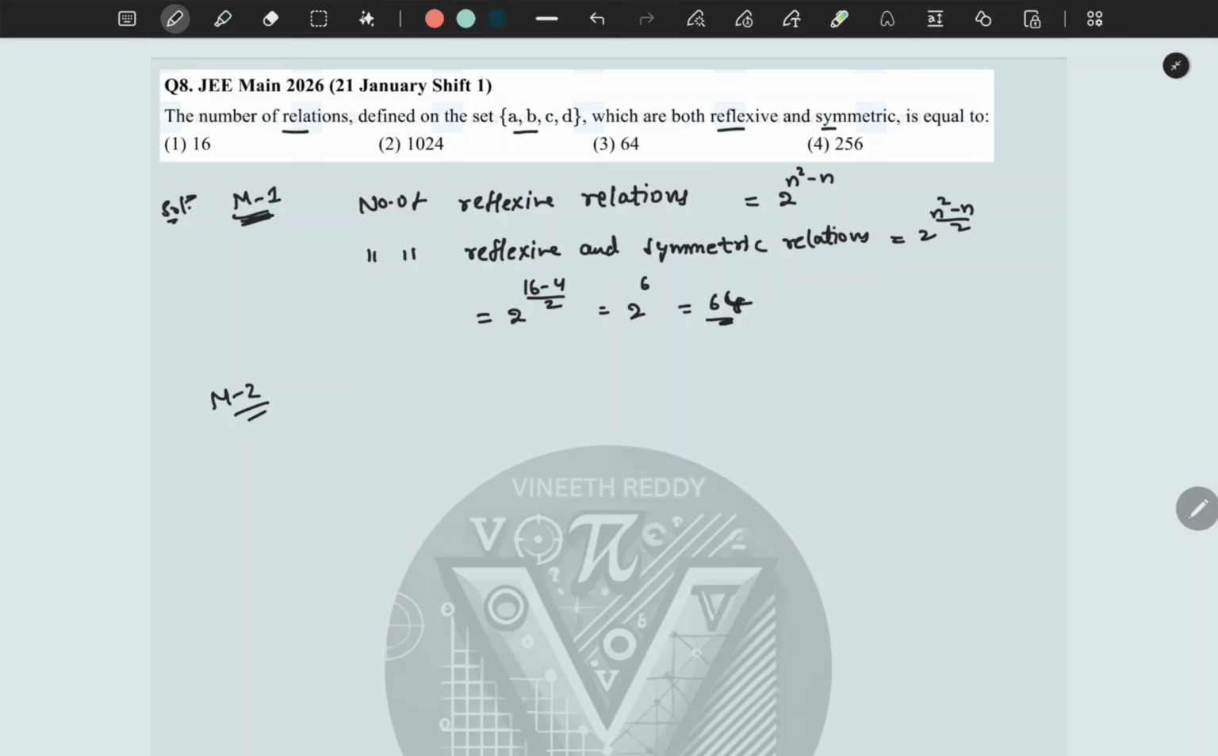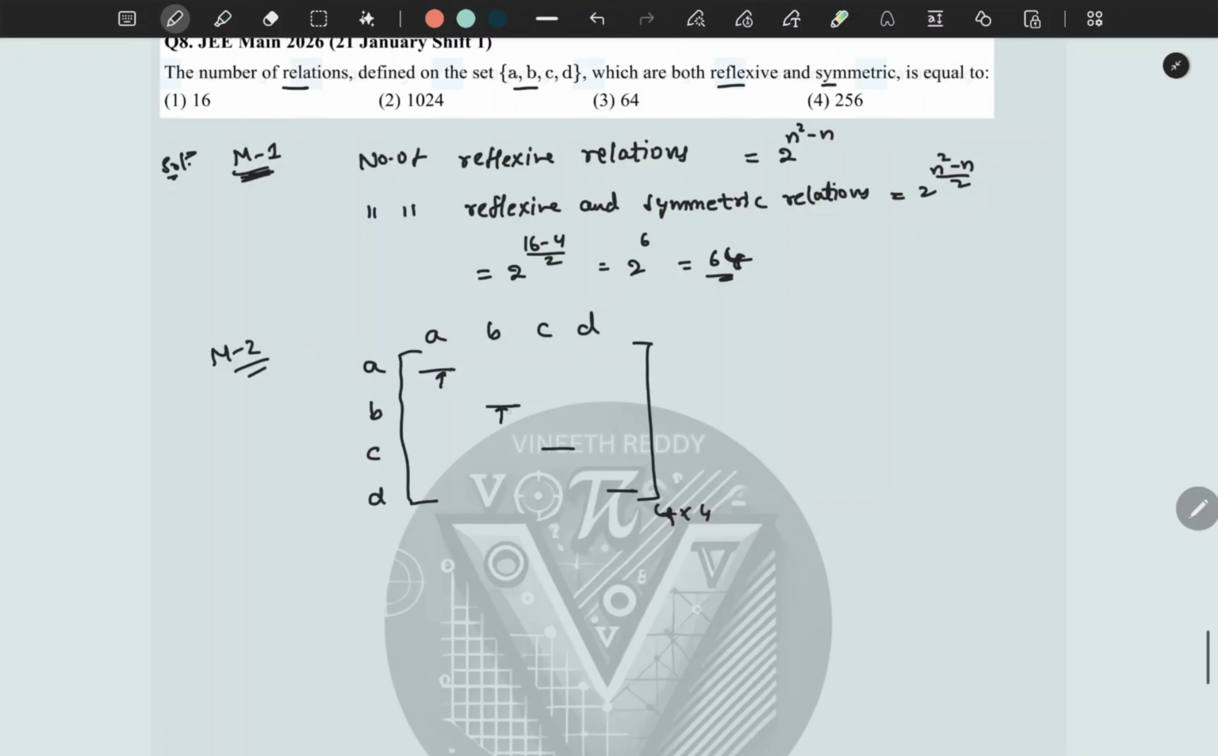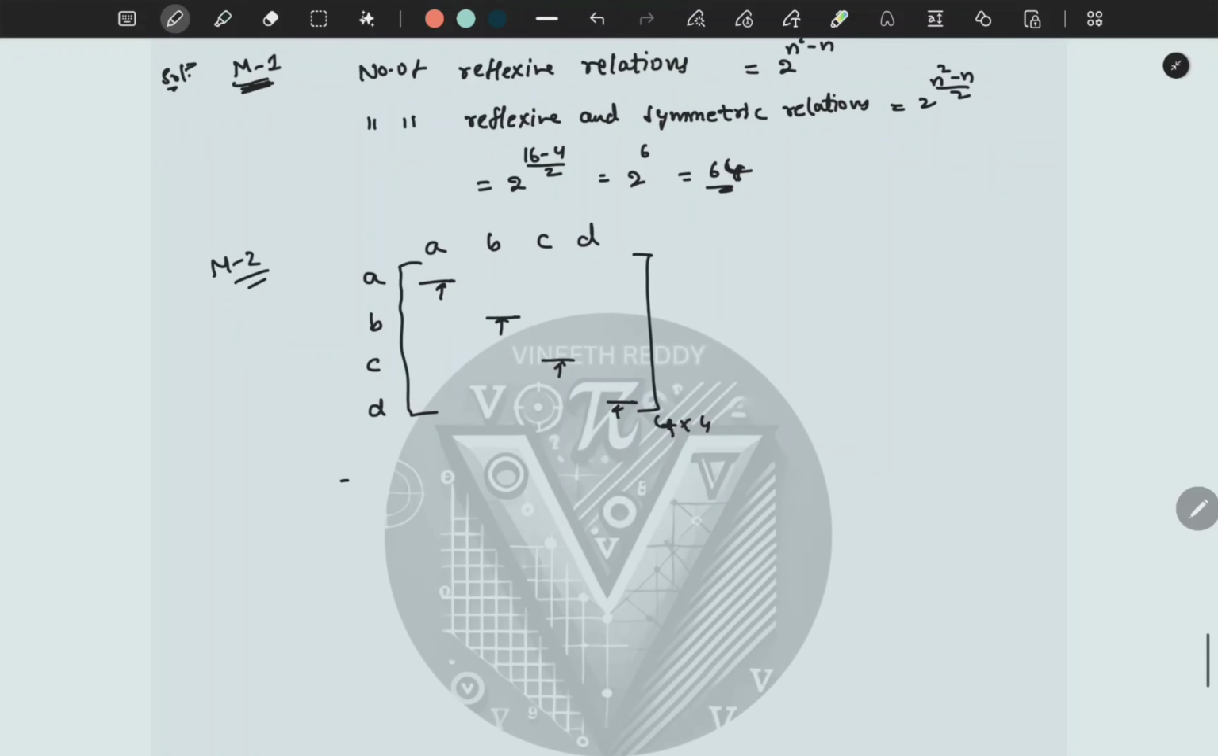Method 2 is, if you want to know the logic behind it, we can try explaining that also. Let us say there are A, B, C, D here. I'm constructing a 4 by 4 matrix. That means this element is (A, A), this element is (B, B), the third row, third column element is (C, C), and the fourth row, fourth column element is (D, D). So for the total number of reflexive relations, all these diagonal elements should definitely be present, so there is only one way for them: 1 into 1 into 1 into 1.